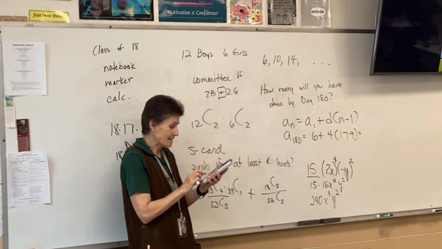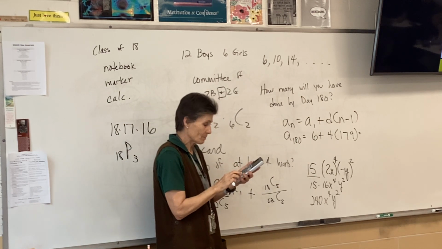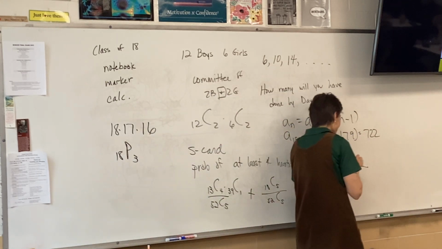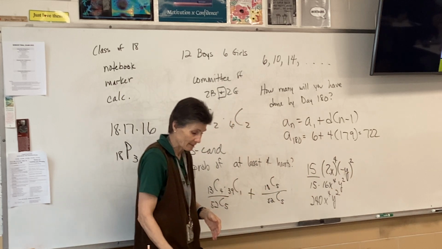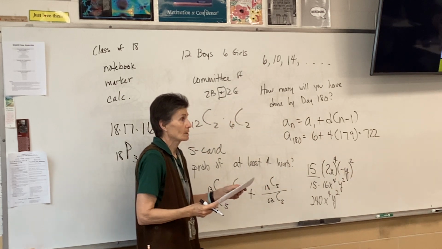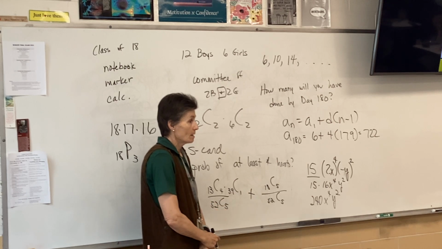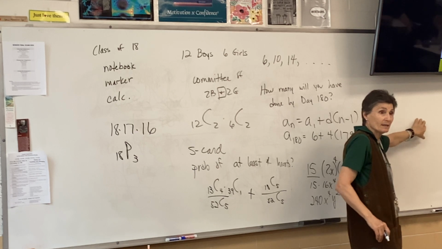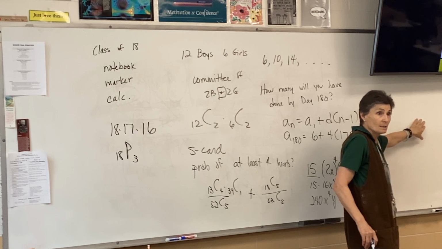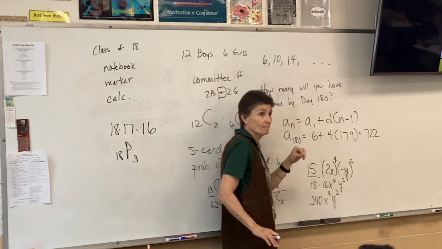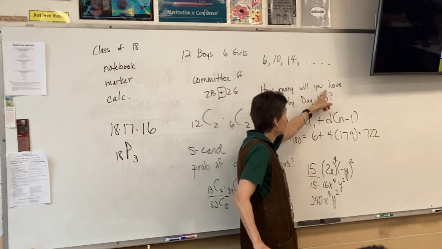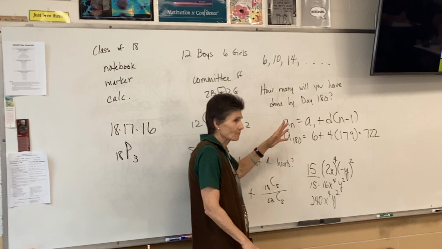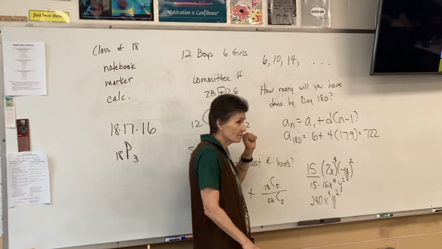Now, we need that number, but that number is not the answer to the question. That happens to be 722. What does that 722 represent in this problem? If I kept this list going, that's how many you did on the last day of school. Now, is that what this problem asks? How many will you have done? What does that mean? All together?